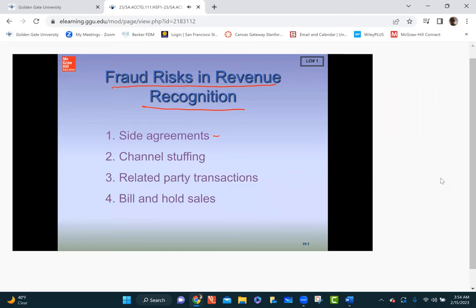Bill and hold sales, we have a situation where we bill the customer and the risk of loss hasn't transferred to the customer yet. It still is related to us. And again, if it doesn't meet certain requirements for bill and hold, then we would want to take that out as revenue. So when you're looking at these, the big concern when we're talking about revenue is what? Overstatement of revenue. Overstatement of revenue is our concern, okay?